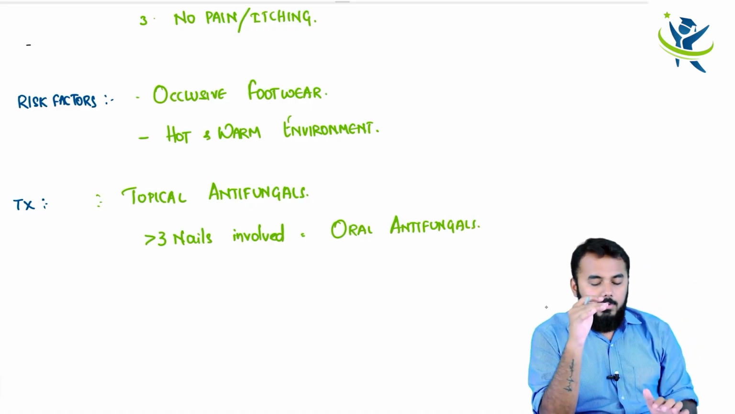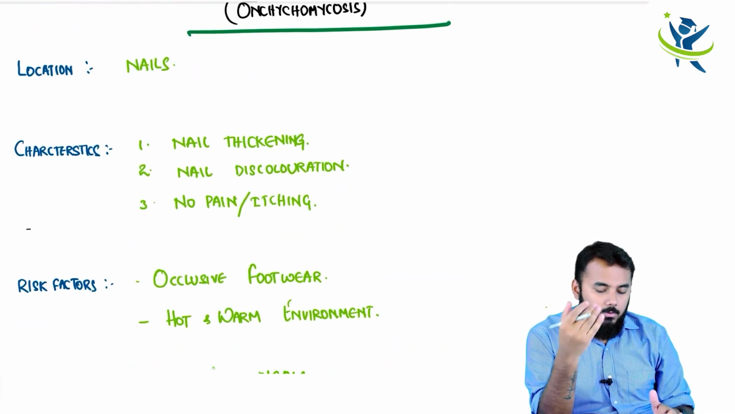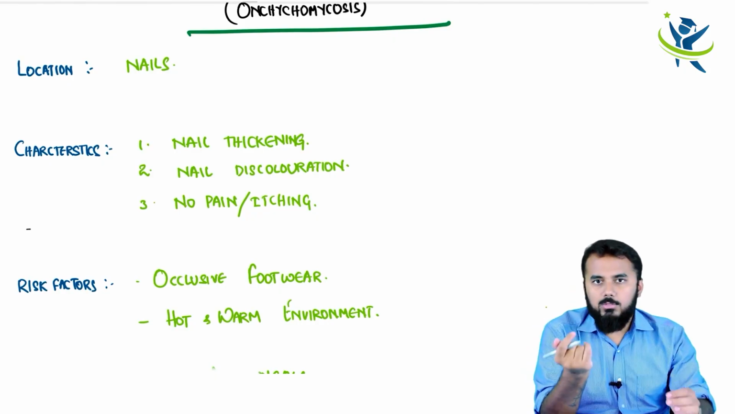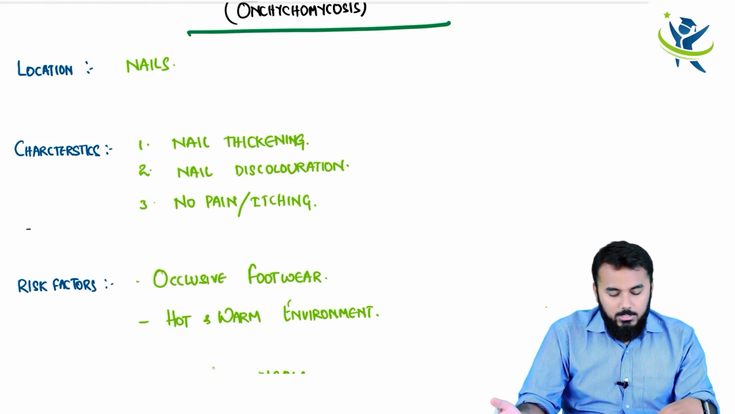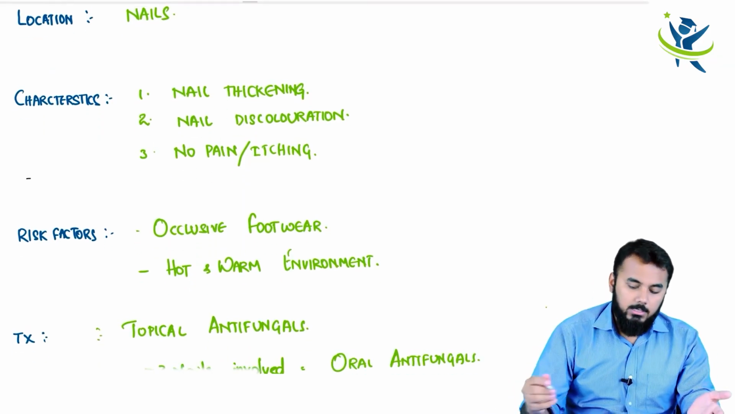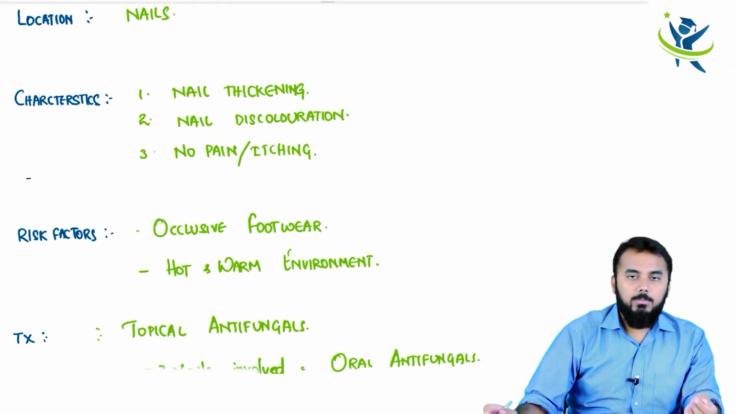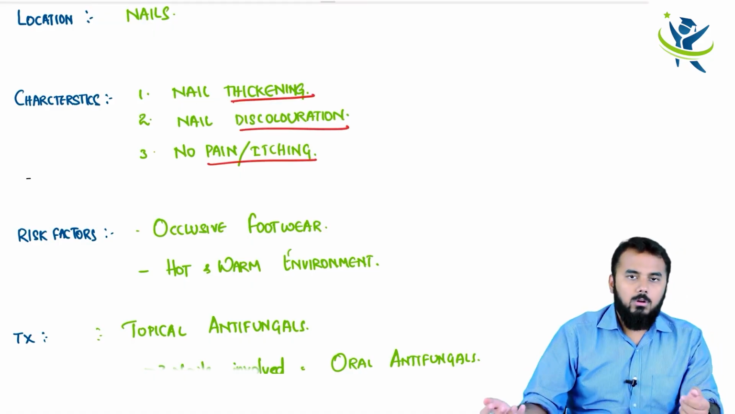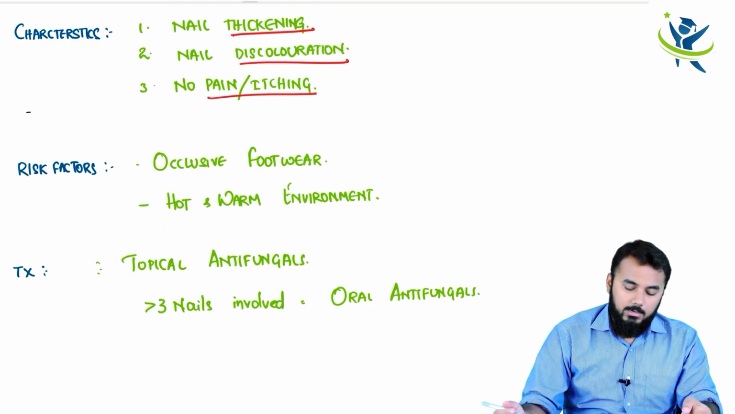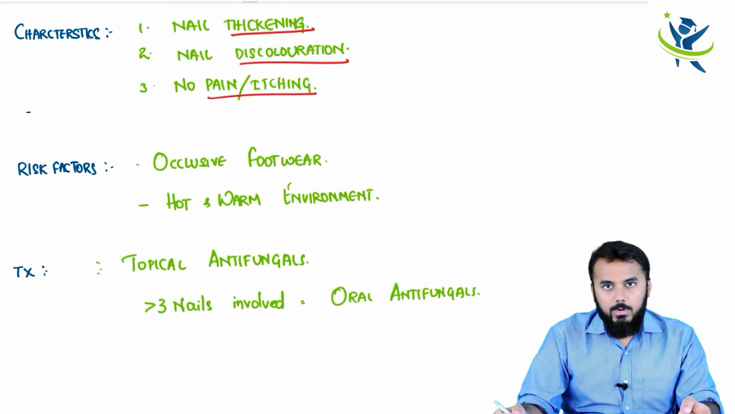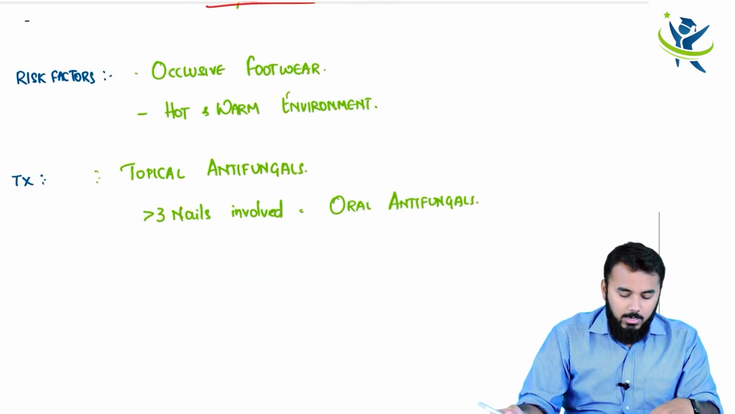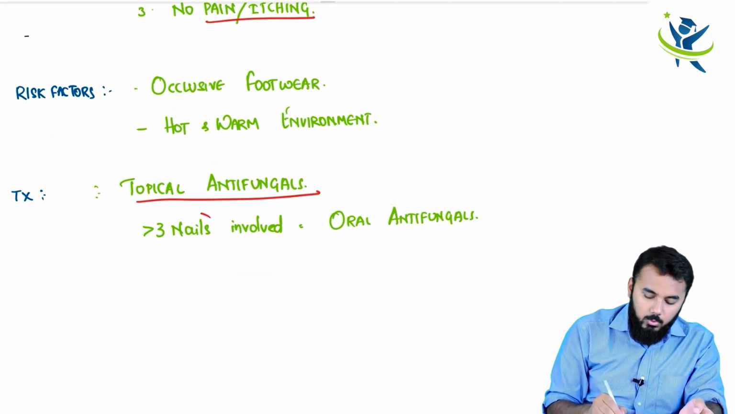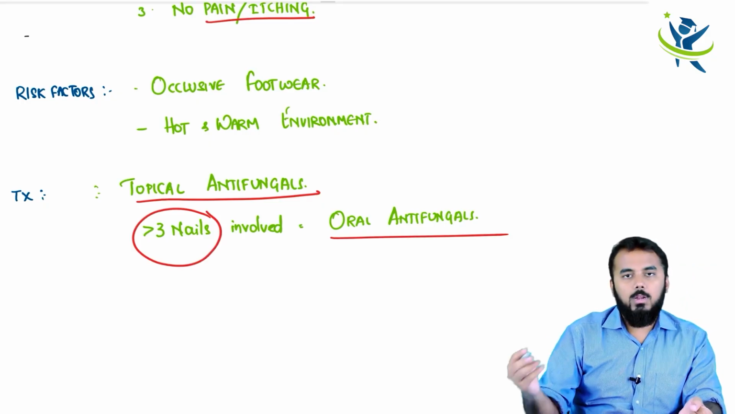Okay, so whatever we discussed, let us look at the picture. Before looking at the picture, we shall be summarizing this. This is also called onychomycosis. Location is mostly in the nails. Coming to the characteristics, nail thickening, nail discoloration, and there is no itching or pain. Coming to the risk factors, occlusive footwear and a hot and warm environment are the most important. Coming to the treatment, topical antifungals, and if more than 3 nails are involved, then you give oral antifungals.